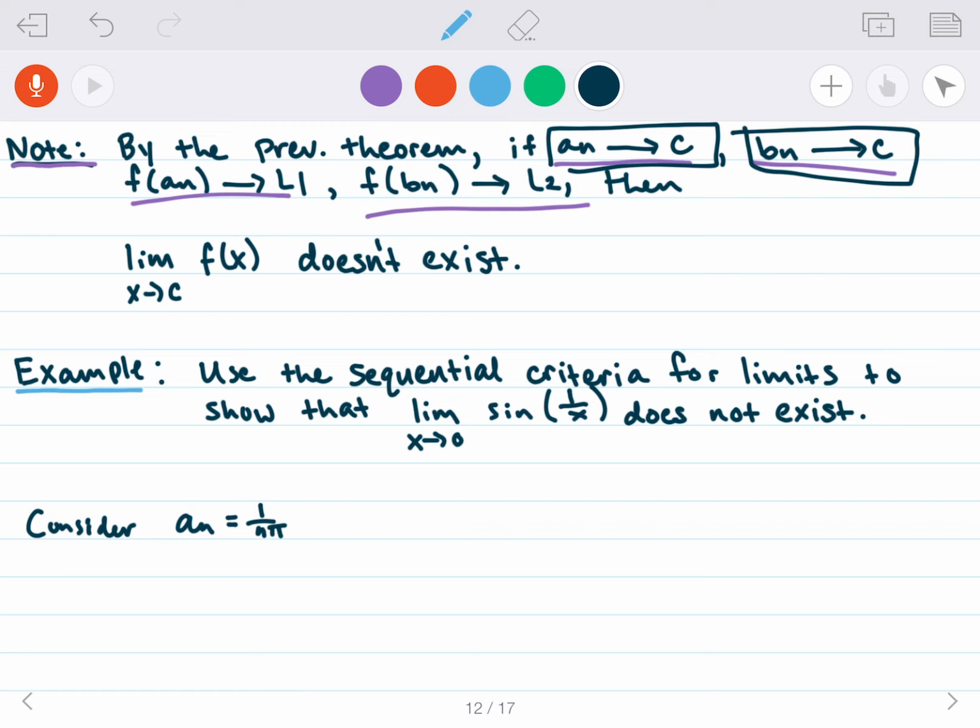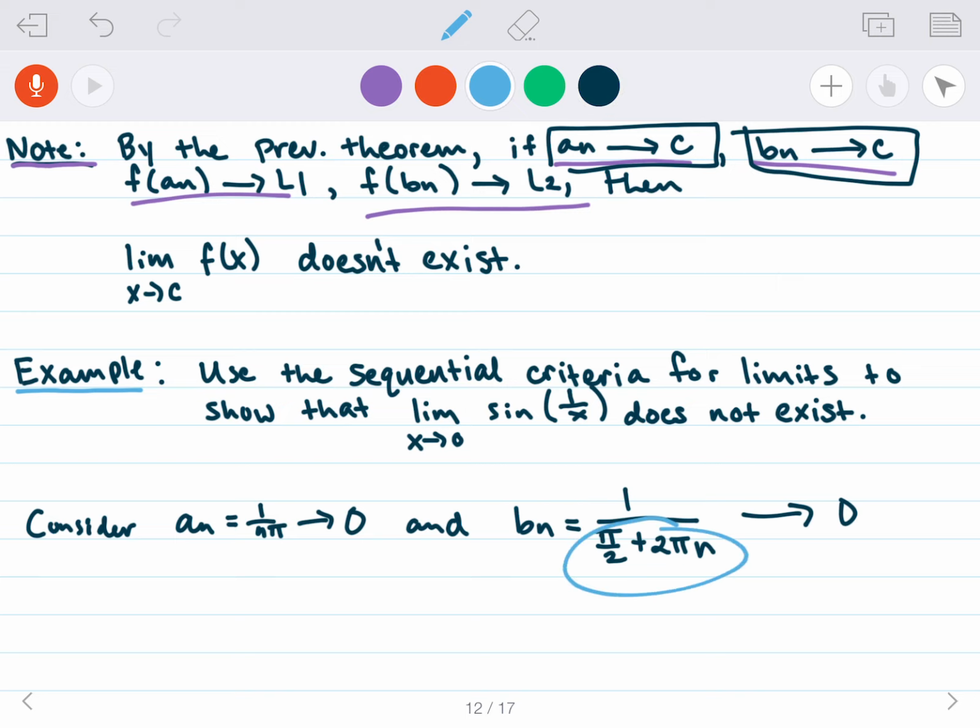Okay, so consider the sequence a sub n equals 1 over n pi. Now as n gets large, this thing is going to go to 0. We don't need justification for that. We've seen a million times that 1 over n goes to 0. So 1 over any multiple of n is going to go to 0 as well. And also consider this sequence, b sub n equals 1 over pi over 2 plus 2 pi n. Okay, this also goes to 0. I mean, just think about it. If n gets really large, the denominator gets really large. And when the denominator gets really large and the top is fixed, well, that goes to 0. Okay, so both of these go to 0.